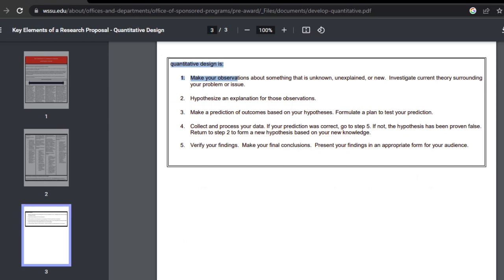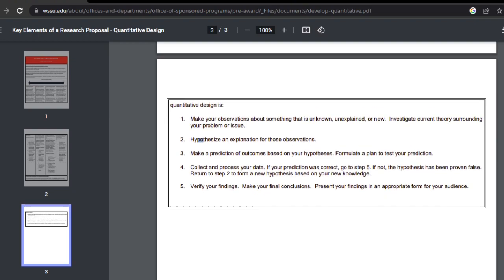The basic procedure for a quantitative design is as follows. At first, make your observations about something that is unknown, unexplained, or new, and investigate current theory surrounding your problem or issue. At the second step, form a hypothesis and explanation for those observations, etc.